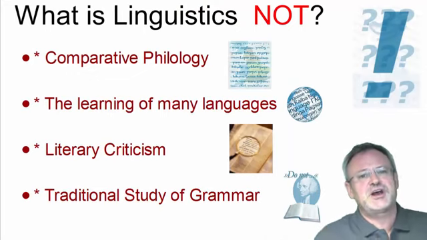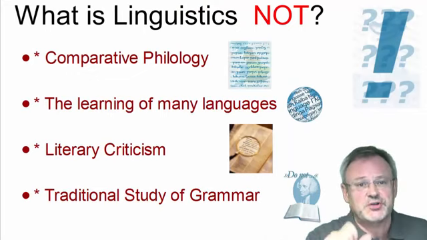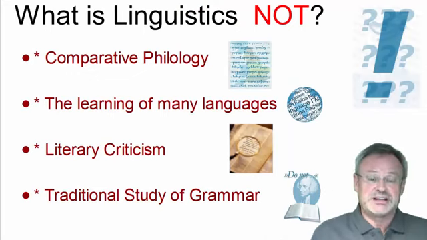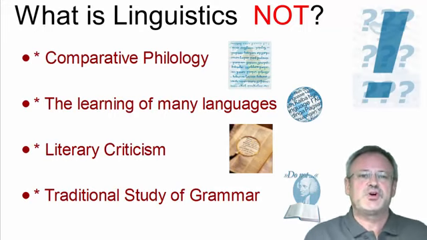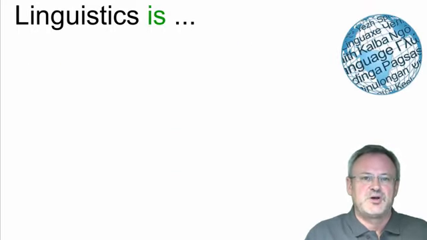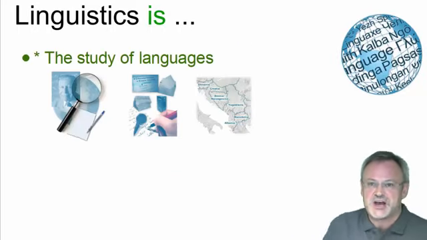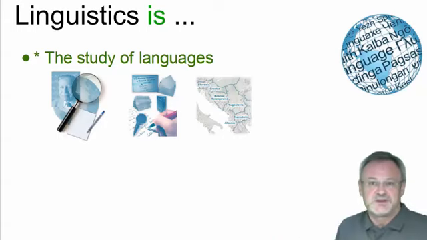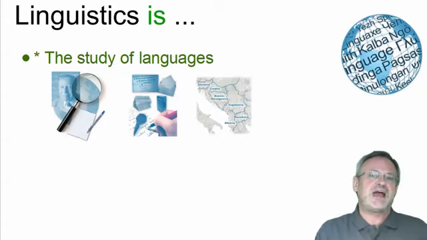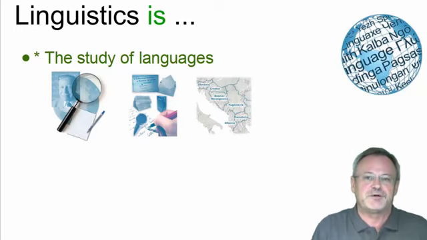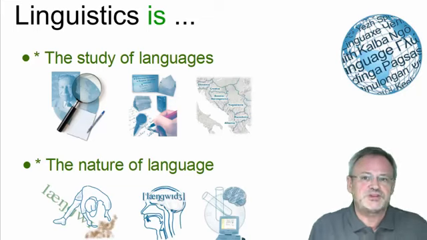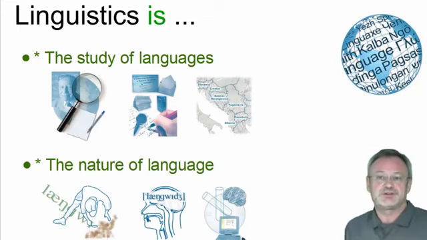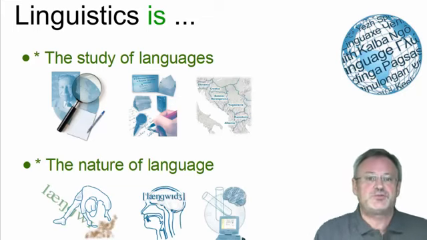Having defined four scenarios of what linguistics is not, let's now look at what linguistics is. Well, there are two central goals of linguistics. First, linguists are interested in studying particular languages to provide accurate and complete descriptions of them. And secondly, linguists want to obtain information about the nature of language in general, to find out how language works.